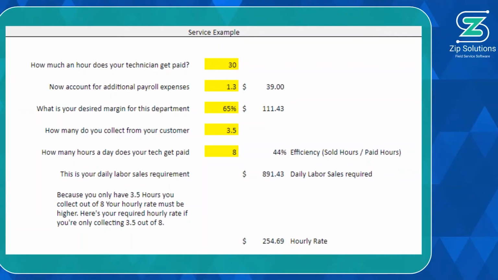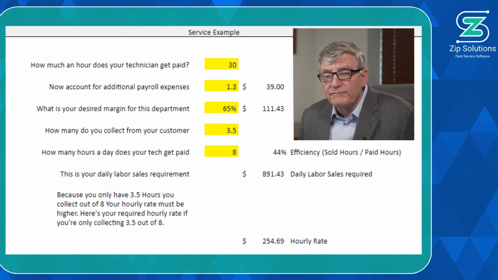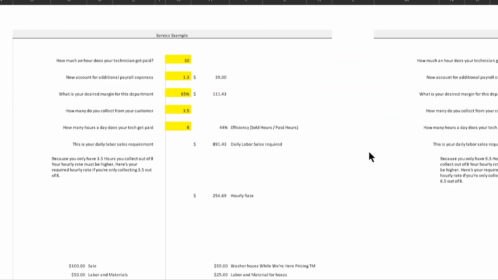What's my average sale? So if I'm paying him 8 hours, but I'm only collecting 3.5, look at the bottom. That's our hourly rate now. We only have 3.5 hours to collect $891. That means for that 3.5 hours, I got to charge $254 an hour. I still need to have $891 if I'm going to keep that 65% margin. So here's that same spreadsheet that we were looking at, but this one here, I can actually manipulate the numbers if you need me to. But we're going to leave these numbers the same.